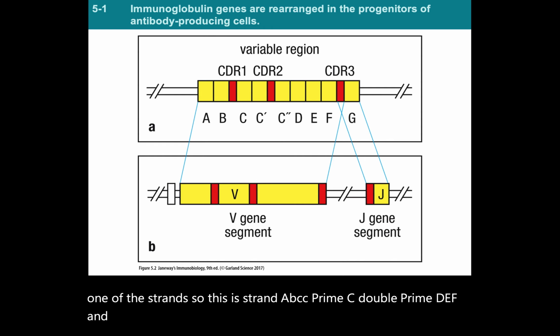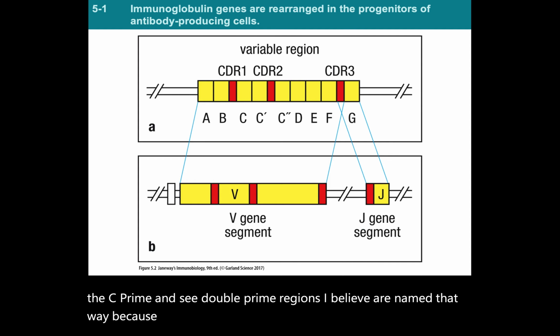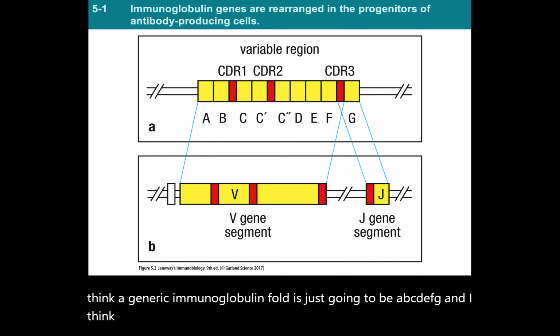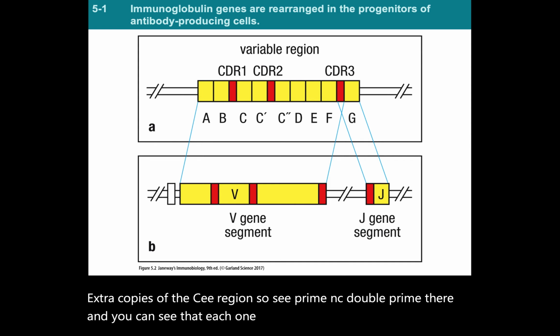The C prime and C double prime regions, I believe, are named that way because some animals have these and other ones don't. So I think a generic immunoglobulin fold is just going to be A, B, C, D, E, F, G. And I think in human immunoglobulins, we're going to have these extra copies of the C region, so C prime and C double prime there. And you can see that each one of those is going to have a little variable region in there.